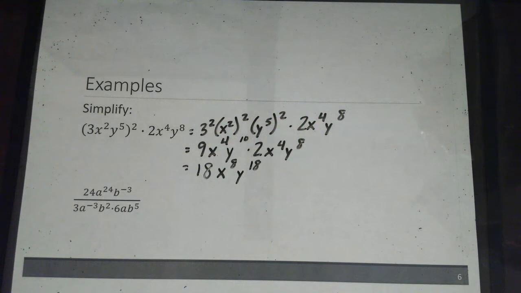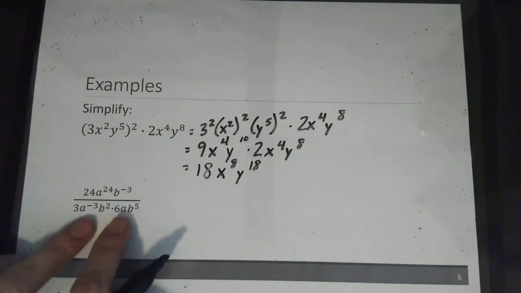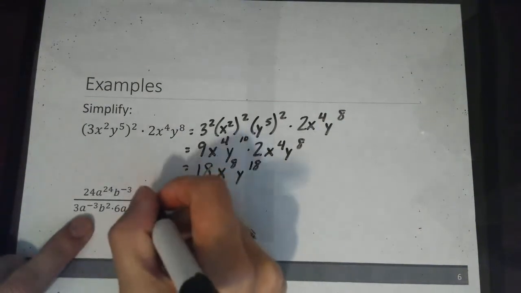Finally, I'm looking at 24 a to the 24th b to the negative 3rd over 3a to the negative 3rd b squared times 6ab to the 5th. There are a lot of different ways to go about this, and the order in which you simplify things isn't as important as making sure you are combining your terms the right way. I'm going to start by simplifying my denominator because these two terms can be multiplied by each other, and that's just going to make things a little bit easier.